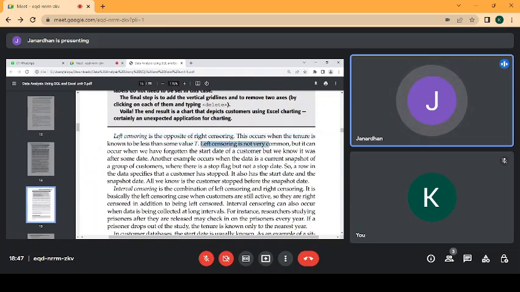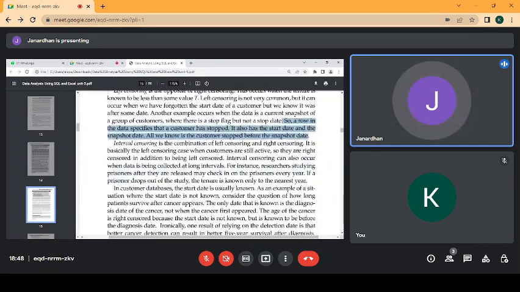Left censoring is not very common, but it can occur when we have forgotten the start date of a customer, but we know it was after some date. Another example occurs when the data is a current snapshot of a group of customers, where there is a stop flag but not a stop date. So, a row in the data specifies that a customer has stopped. It also has the start date and the snapshot date. All we know is the customer stopped before the snapshot date only.